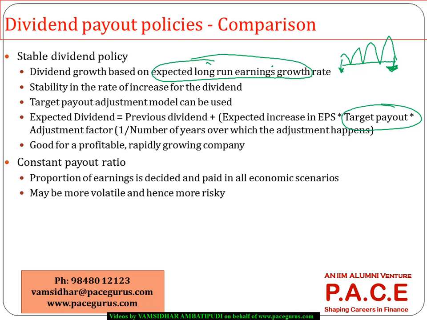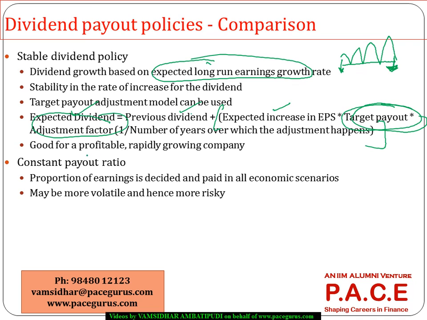So what we are saying is the expected dividend is whatever the previous dividend was, last year's dividend. You look at how your EPS is going to grow, which is the growth rate in the EPS for this year, multiplied by your target payout ratio and the adjustment factor, which is nothing but in how many years you are going to reach the target dividend payout number. Based on these things, you can compute the expected dividend for the next year.